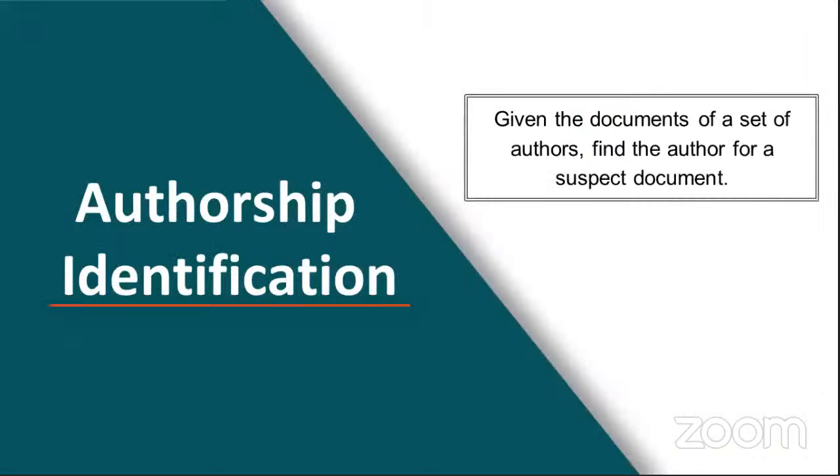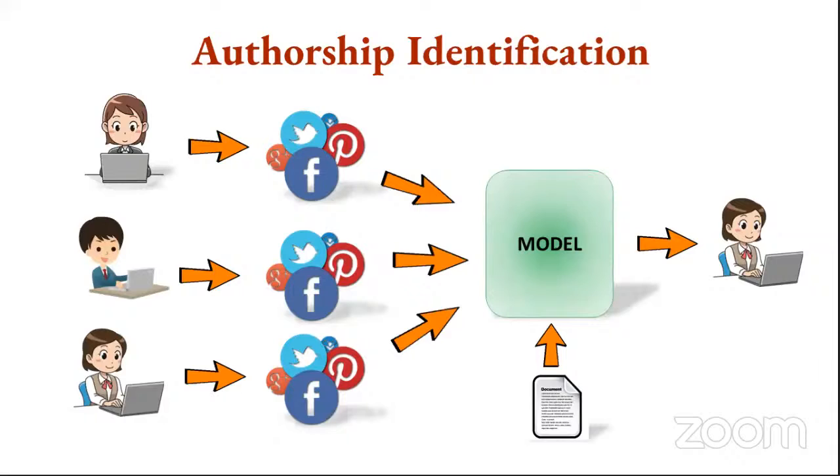Now the third task is called authorship identification. You have to predict who is the author of a particular document. Given the documents of a set of authors, find the author of the suspect document. So a set of authors and their corresponding documents are given. Now there is an unknown document, and you have to predict the author of that unknown document. So this is the model.